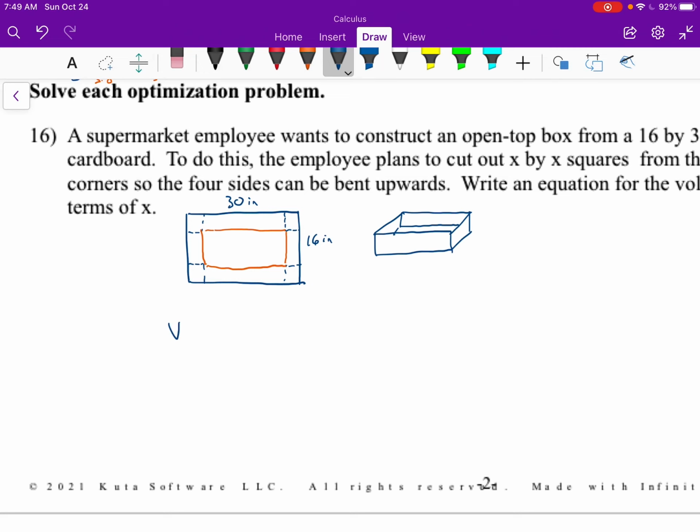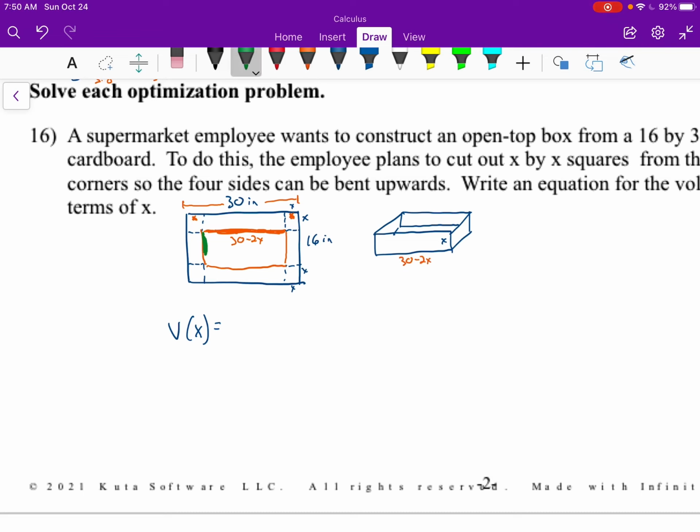Well, volume in terms of x is length times width times height. We cut out these little x by x squares and folded those up, so the heights are x, and the length and width are going to be these orange lines. This orange thicker line here is the entire side, which is 30, but we're cutting out two x's, an x here and an x over here. So this orange part is 30 minus 2x.